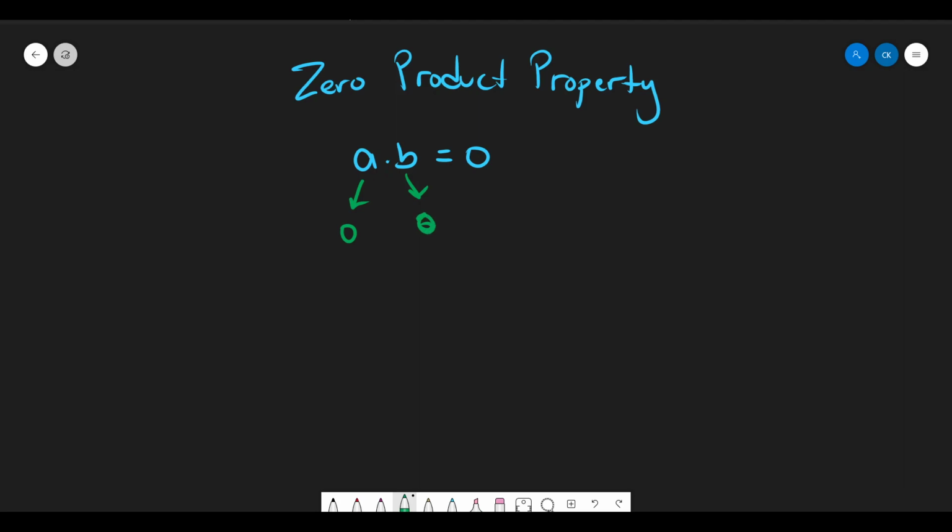Because obviously, if A is 0 and B is anything else, 0 times anything will equal 0. And vice versa. If A was any number and B was 0, any number times 0 will always equal 0. So that's essentially what we're going to be doing when we're working with our factoring equations. We're going to be using our zero product property and trying to set that up so that it equals 0, and then we can say one of the two things being multiplied has to equal 0.